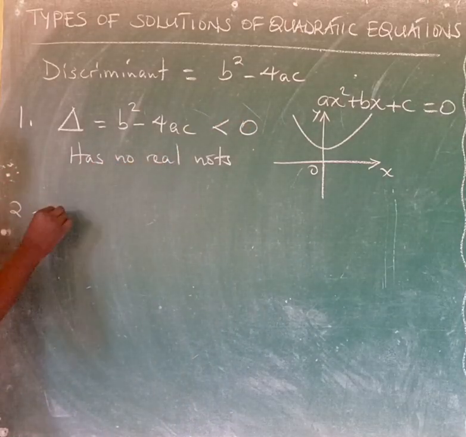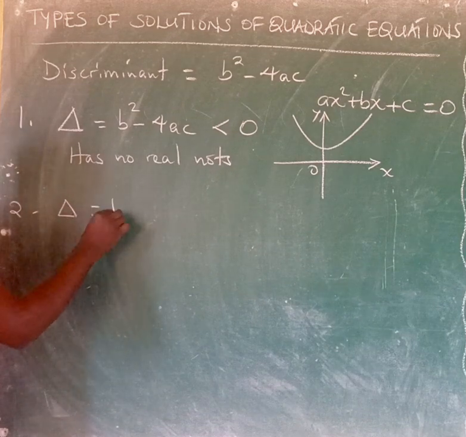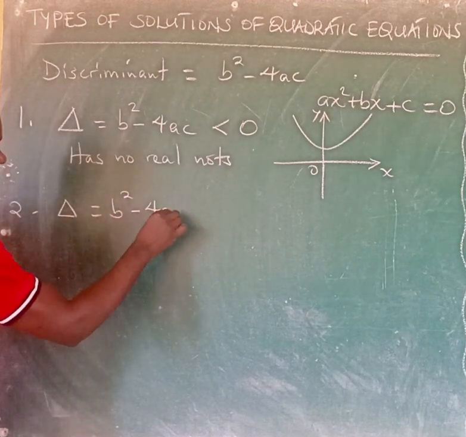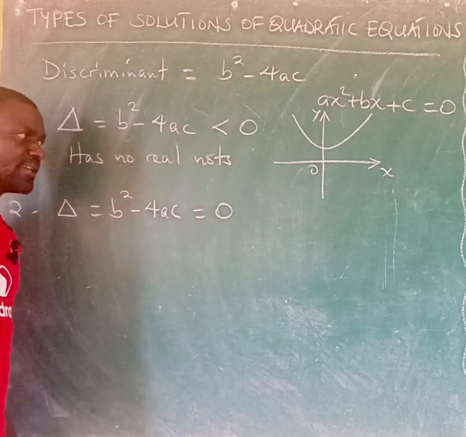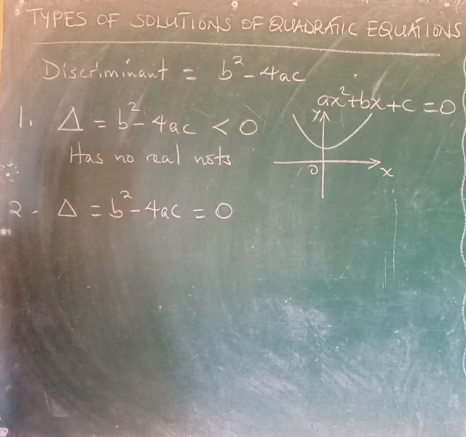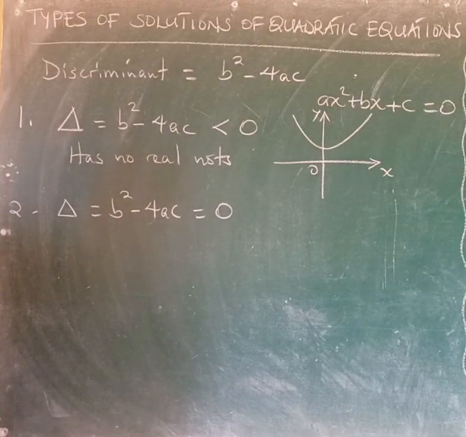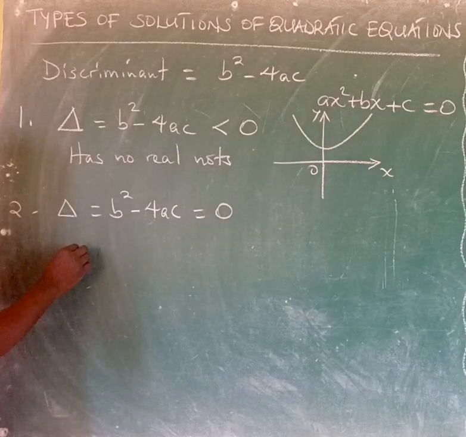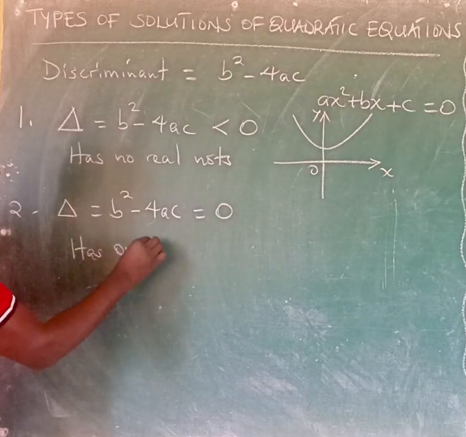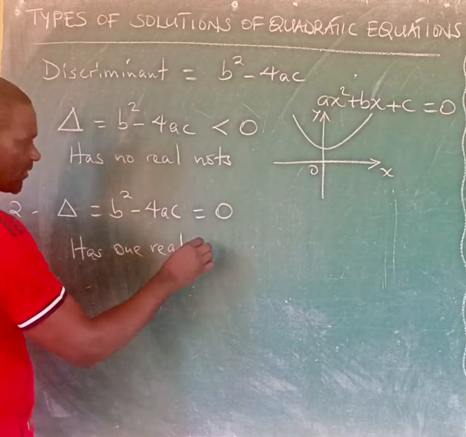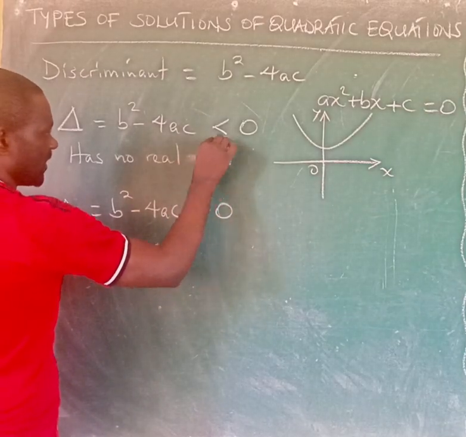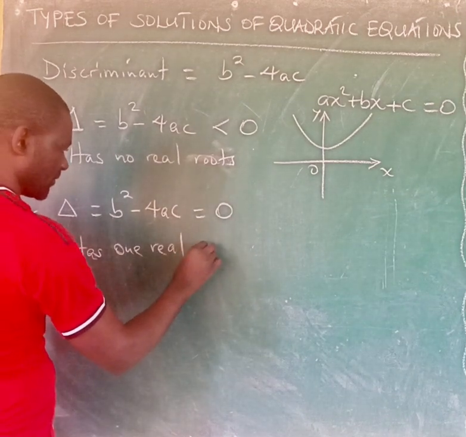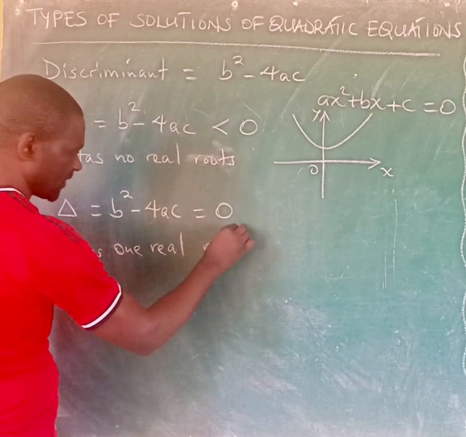And then the second one, if the discriminant, which is b squared minus 4ac, is exactly equal to 0, this is also a possibility that you may have. So for this one, we'll say it has one real solution or one real root. No real roots here, then here one real root or one real solution.